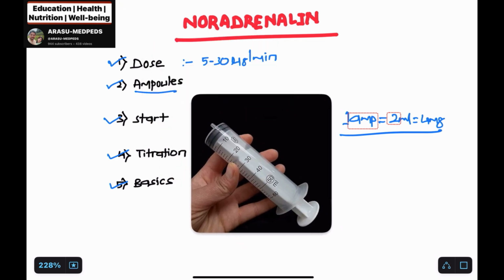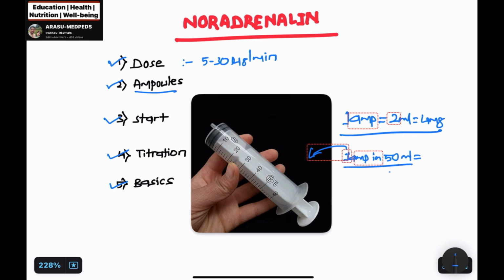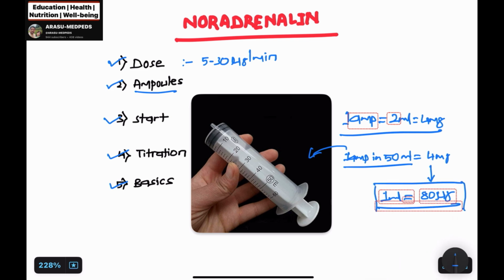You might have seen this in ICUs. So usually we will use this 50 ml syringe. So what is the importance now? Suppose we are adding 1 ampule in this 50 ml syringe. What will be the dilution quantity? In 50 ml, 1 ampule, that is 4 milligram, right? So each 1 ml will have 80 microgram of noradrenaline if you calculate.